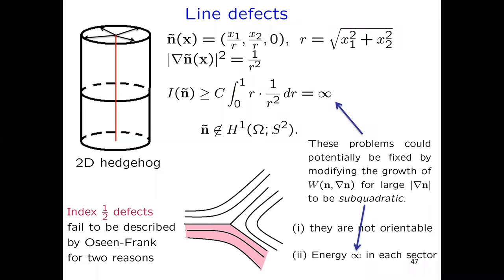Of course, you can easily keep W exactly the same for the gradient of n less than a million, and then just change it for the larger values of the gradient of n. It just goes in instead of sub-quadratic. So there's no way you would tell the difference between such a term. So that's one kind of way of doing it. However, there's another way we can try and understand these line defects, which we'll come to.